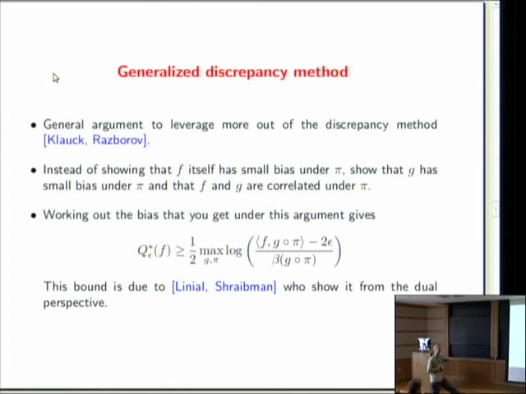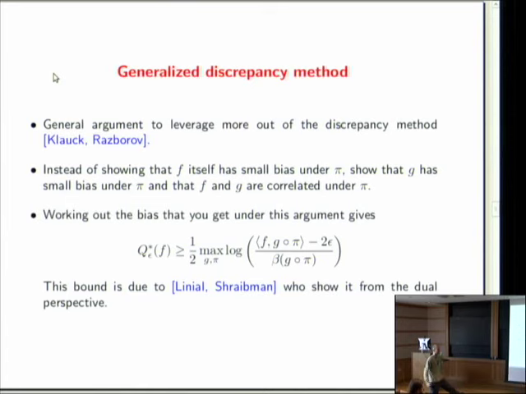So this is not equivalent to just showing that f itself has a small bias? No, it's not. Disjointness, for example, has large discrepancy. Even if you are free to choose pi, you don't get anything if you apply the discrepancy with any distribution to disjointness. But if you correlate it, if you do this trick, apparently you gain a lot.